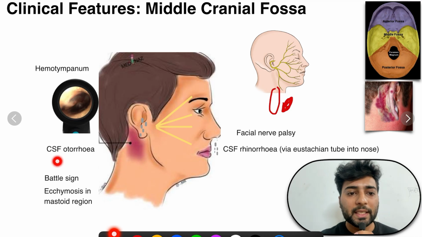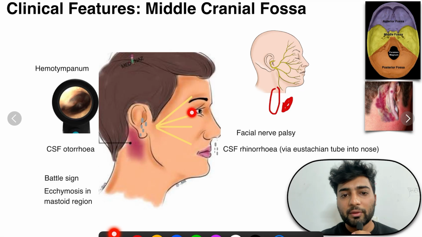And the last one is CSF otorrhea. This is more important than this. The peculiar feature of middle cranial fossa fracture is CSF otorrhea. So let's summarize these clinical features from this diagram. The first one is Battle sign, second one CSF otorrhea, third, imagine this here, hemotympanum, blood clotted behind the tympanic membrane. Next one facial nerve palsy, and CSF coming out of the nose, CSF rhinorrhea via the eustachian tube. Done. So this was middle cranial fossa.